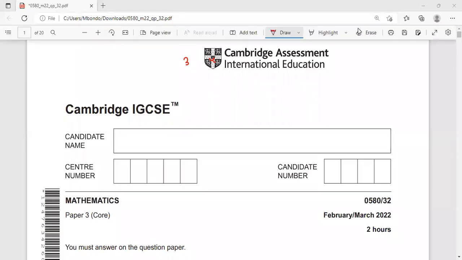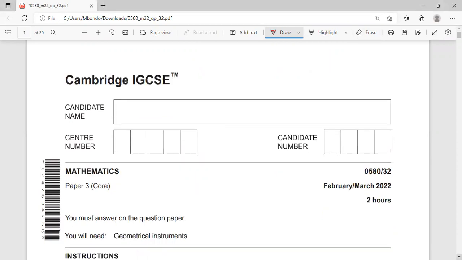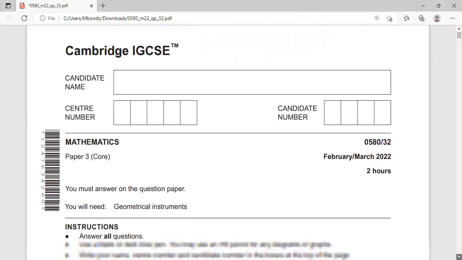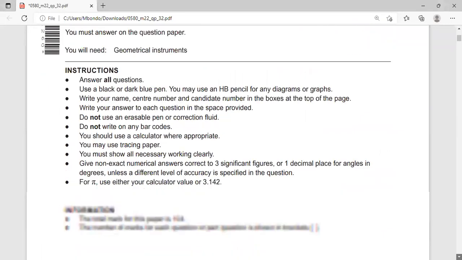Welcome, guys. We want to solve this paper together. The paper was requested by Silka. I hope that's the name. So let us see how far we can go. I intend to solve it in 2 or 3 parts. So let's start with the first one.